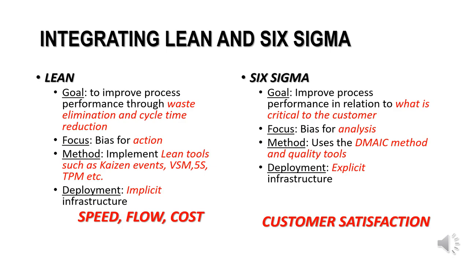For Lean, the method is to implement Lean tools such as Kaizen events, value stream mapping, 5S, TPM, and etc. For Six Sigma, the method uses the DMAIC method and quality tools. For Lean, the deployment is implicit infrastructure, while in Six Sigma, the deployment is explicit infrastructure. Lean is after speed, flow, and cost, while Six Sigma is after customer satisfaction.